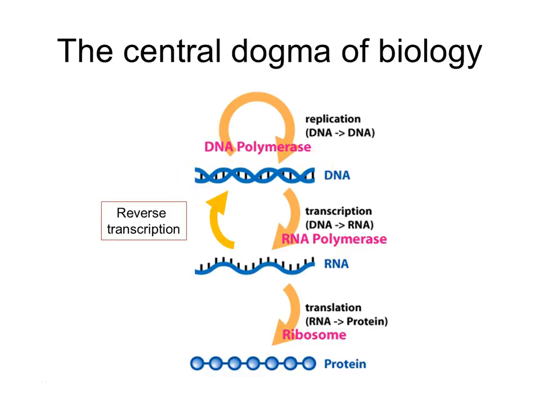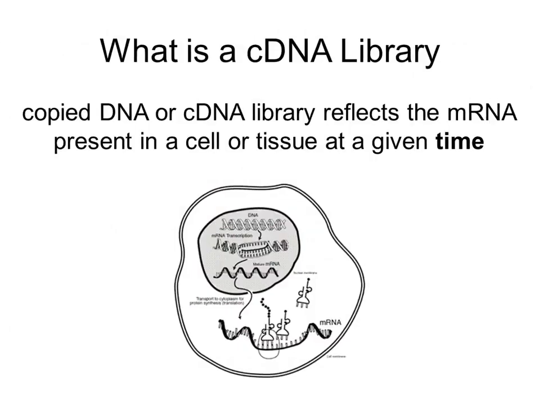Now there's a number of good reasons you want to do that. It's particularly important as a first stage in cloning, and it is a way of generating libraries of information that we can use in later steps to identify and characterize proteins that we're interested in. So the cDNA library consists of copied DNA, or more often known as cDNA, and it reflects all of the messenger RNA that is present in a cell or tissue at a given time. So it gives you a snapshot of all the proteins that are being produced by a given cell or a given tissue at a given time point.